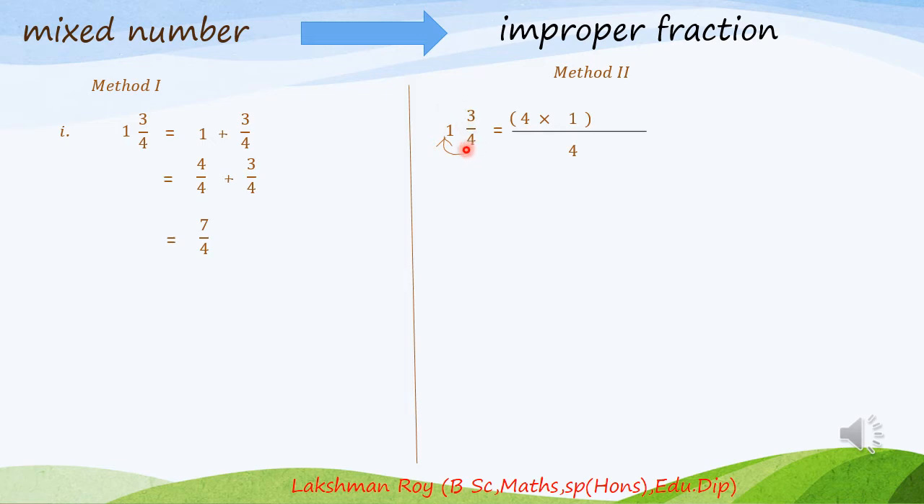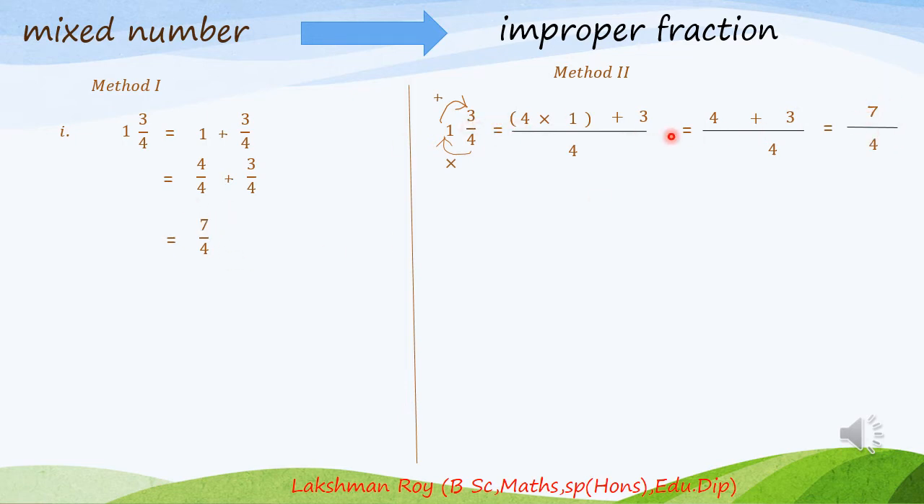So I wrote this step here: 4 multiplied by 1, then add this 3. These two, multiply, then add. I wrote the multiplication within brackets because you have to take the product first, then you can add. Let's see what happened. The denominator is 4, and within the bracket 4 multiplied by 1 is 4. You have to add 3, so the numerator is 4 plus 3, that is 7. Same denominator. Understand?